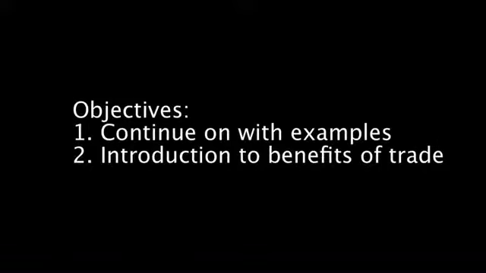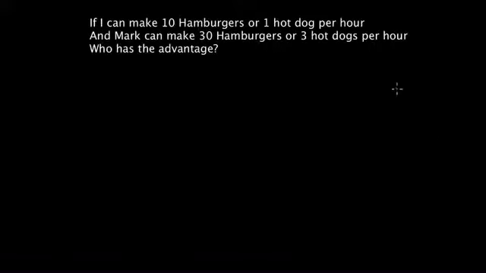Okay, so let's start. This is just a slight difference in the example that we went over in the last video. The difference being is now Mark can make 3 hot dogs per hour. This is just an important note to make because I've seen this question come up a couple of times and it causes just a little bit of confusion. So I can make 10 hamburgers per hour or 1 hot dog. And Mark can make 30 hamburgers per hour or 3 hot dogs per hour.